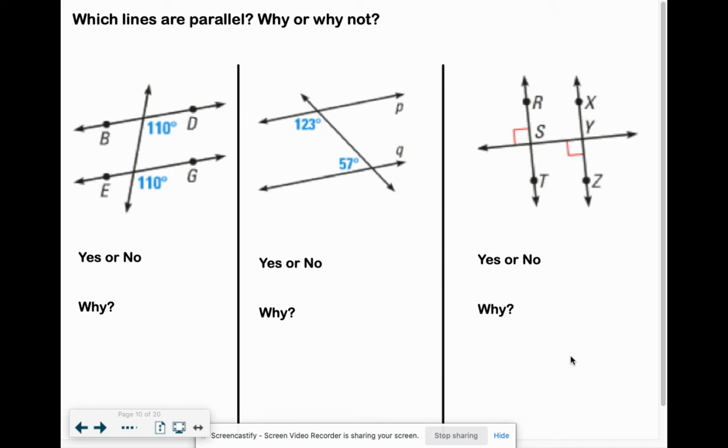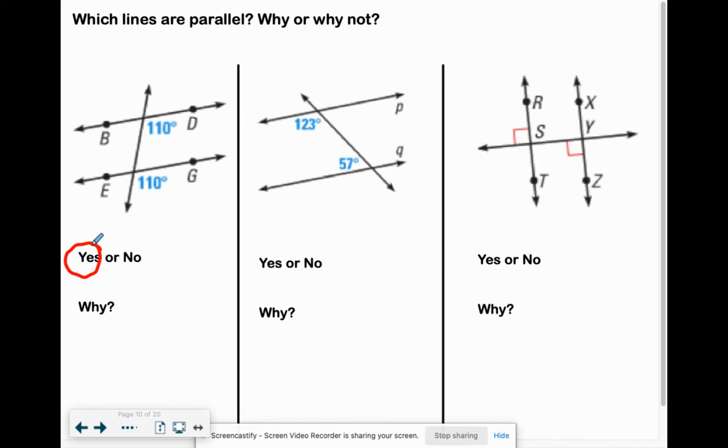Okay, we have to decide which lines are parallel, and why or why not. So really, guys, all we have to do is take a look. What kind of angles do we have here? What would you call these two angles? Alternate interior, alternate exterior, corresponding? Corresponding. Yeah, they're in matching spots, right? And are they the same? Yes. So we do have parallel lines.